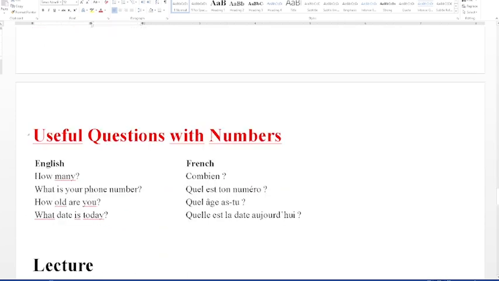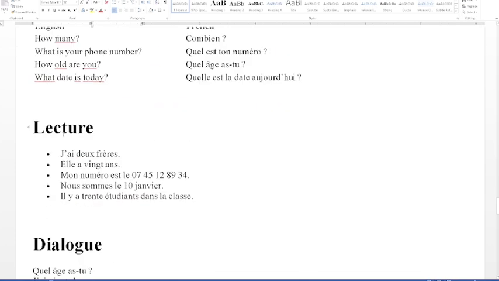And here, we have questions with numbers. If you want to ask questions about numbers, how many, combien; what is your phone number, quel est ton numéro de téléphone; how old are you, quel âge as-tu; what date is today, quelle est la date d'aujourd'hui, etc. So here you have some.